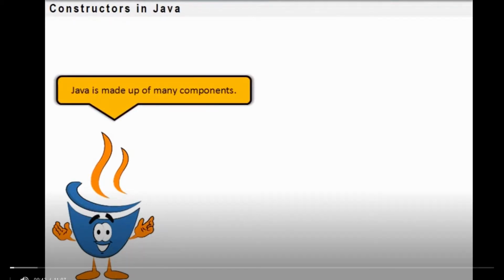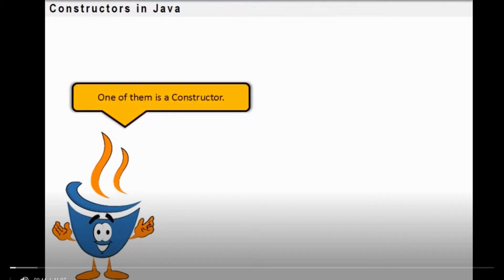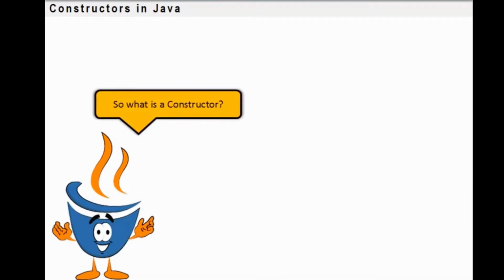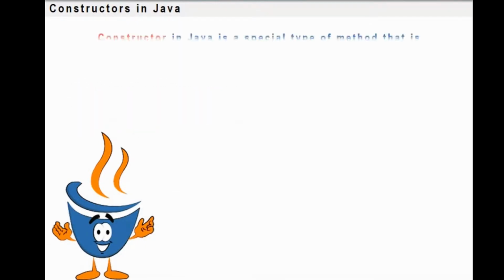Java is made up of many components. One of them is a constructor. So what is a constructor? A constructor in Java is a special type of method that is used to initialize the object.